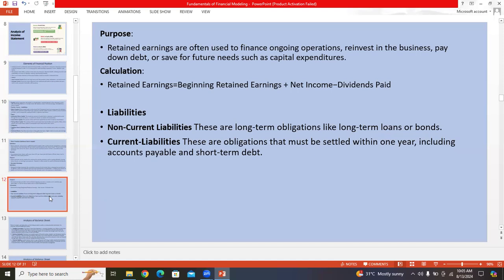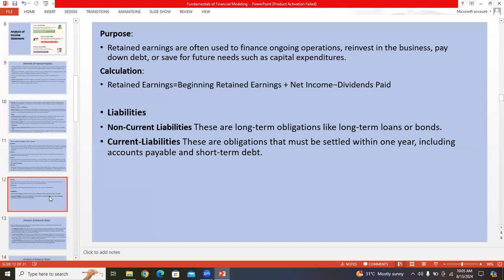Calculation. How do we calculate retained earnings? A very basic statement in the front. It says retained earnings equals beginning retained earnings plus net income minus dividends. So if it is the first year of your operation or your company, you wouldn't have a beginning retained earnings. But at the end of your first year, you would have the net income, and if you have a policy to pay dividends in that year, you will be paying a specific portion as dividend.